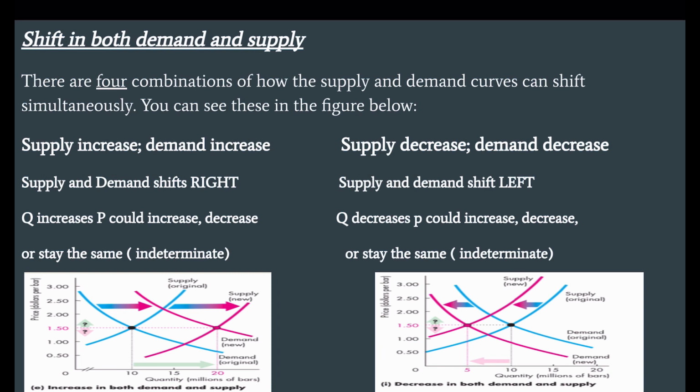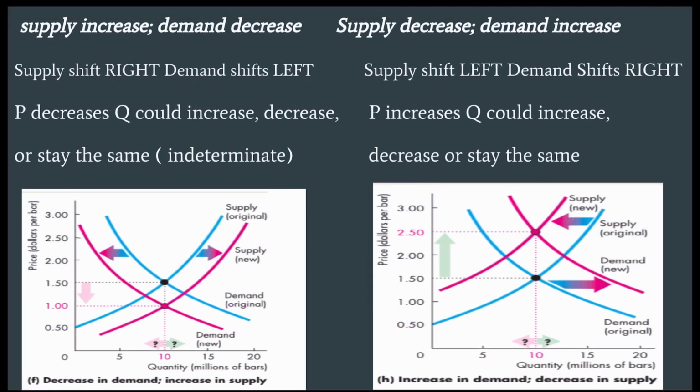It is indeterminate. It depends which is more dominant, supply or demand. If the increase in supply is more dominant, then the price decreases. If the demand increase is more dominant, then price will increase. In the second scenario, both supply and demand decrease. That means it shifts left side. In both the cases, if supply decreases, quantity decreases. If demand decreases, then also quantity decreases. So in both the cases, quantity decreases, but price, again, is indeterminate. It could either increase, decrease, or stay the same.